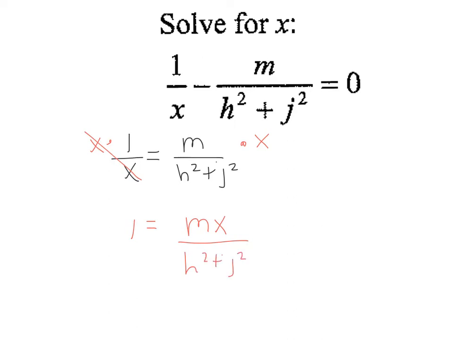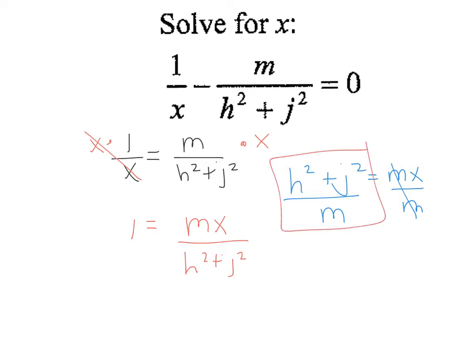Then I'm going to multiply both sides by h squared plus j squared to get h squared plus j squared equals mx, and I'm going to divide both sides by m. So x is equal to h squared plus j squared over m. And maybe you thought of it differently as getting a common denominator here and here and here, but you couldn't really get a common denominator with here because no matter what you multiply, if you multiply anything by 0, it's going to give you 0. That's why I added this to this side.